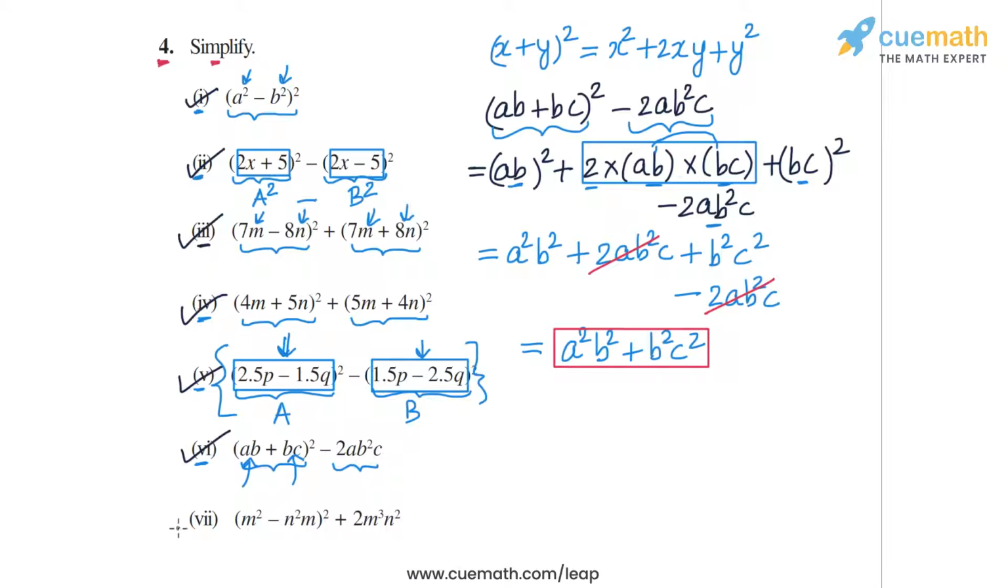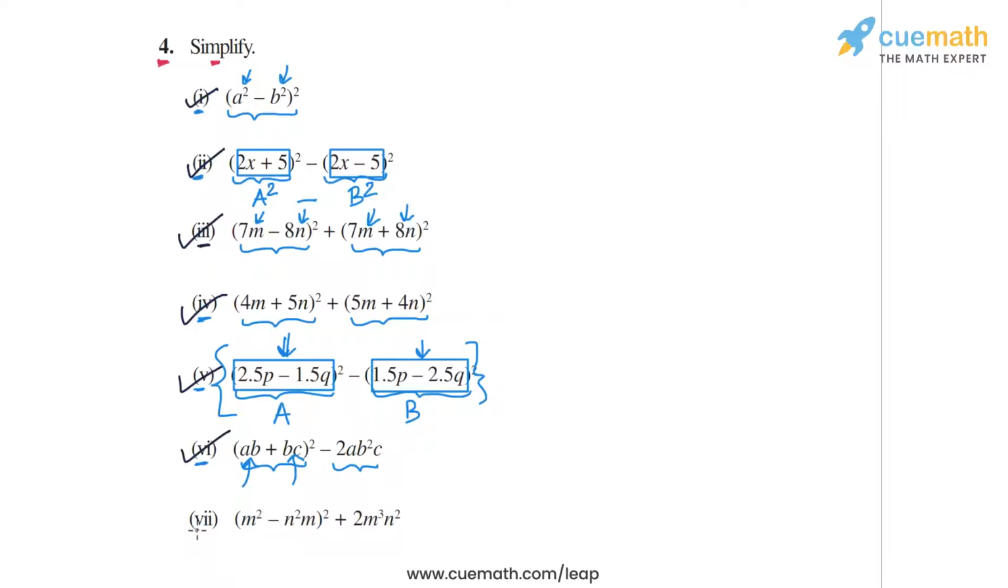Now let's do the last part, part 7. In part 7, we have to solve or simplify this expression: m square minus n square m whole square plus 2m cube n square. So the first part of this expression is of the form a minus b whole square, where a is equal to m square and b is equal to n square m. So a minus b whole square can be expanded as a square minus 2ab plus b square, and this is the identity we will use to expand the first part.